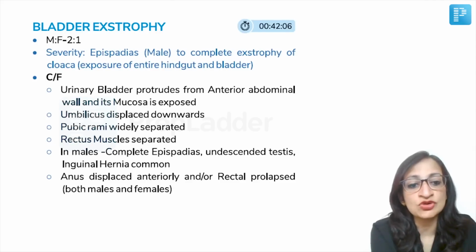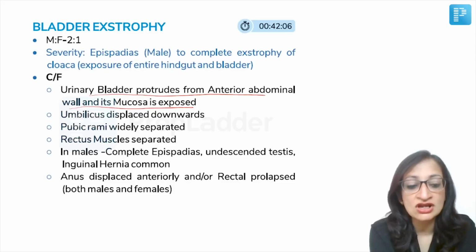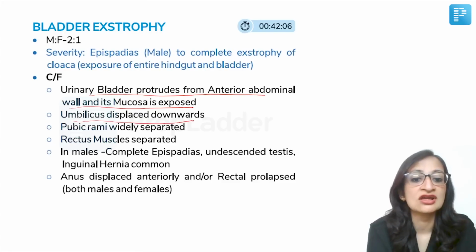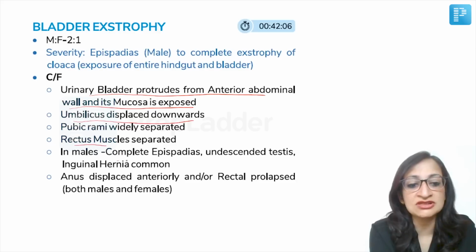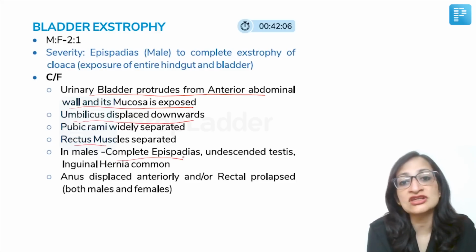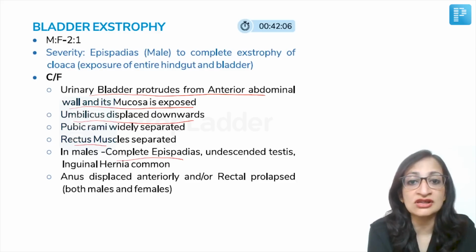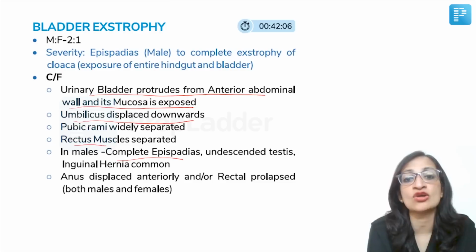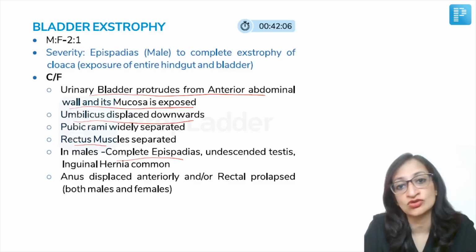So the urinary bladder protrudes from the anterior abdominal wall like you see here, and its mucosa is exposed. The umbilical attachment is displaced downward. Pubic rami are widely separated. Rectus muscle is separated. Complete epispadias in males is there. These babies are going to have total urinary incontinence. In the long run, there's an increased risk of bladder adenocarcinoma.